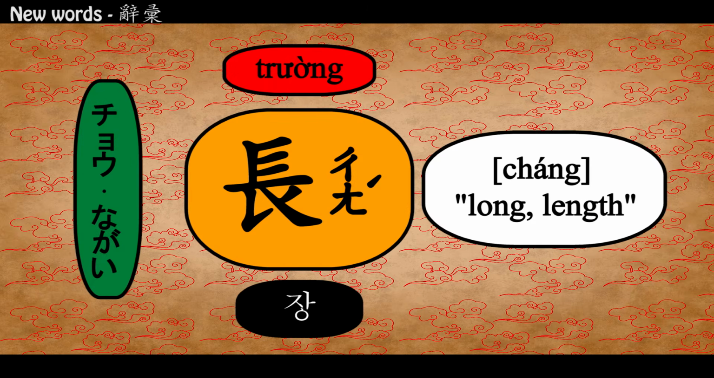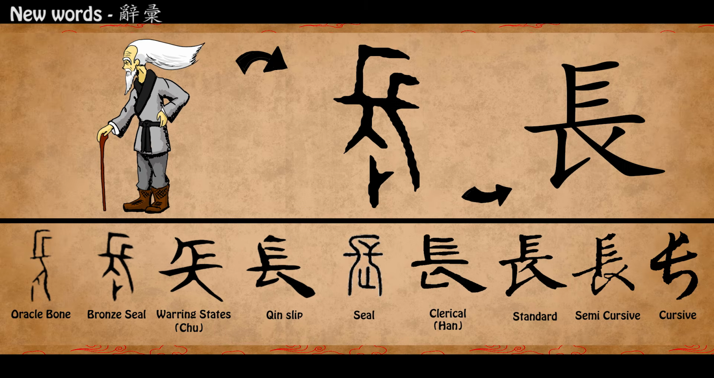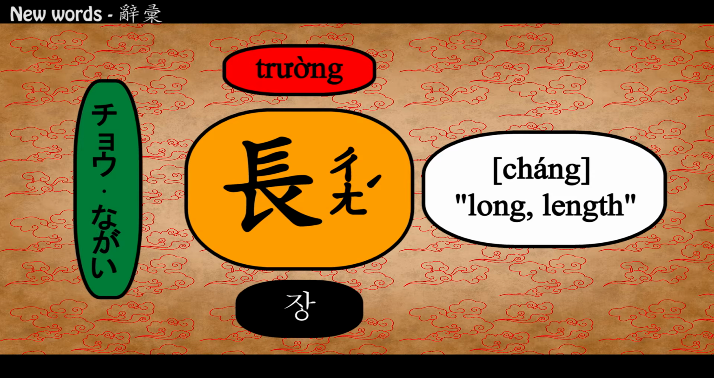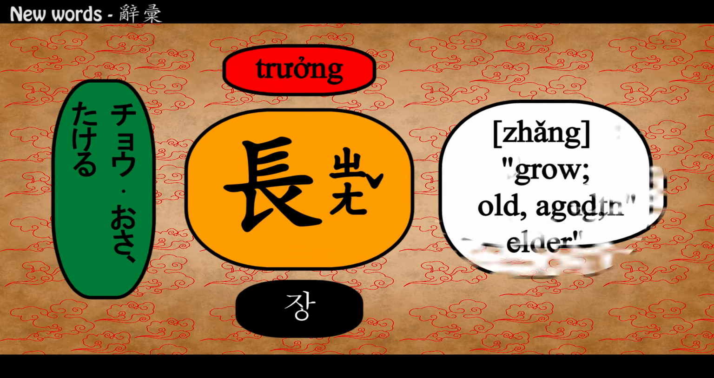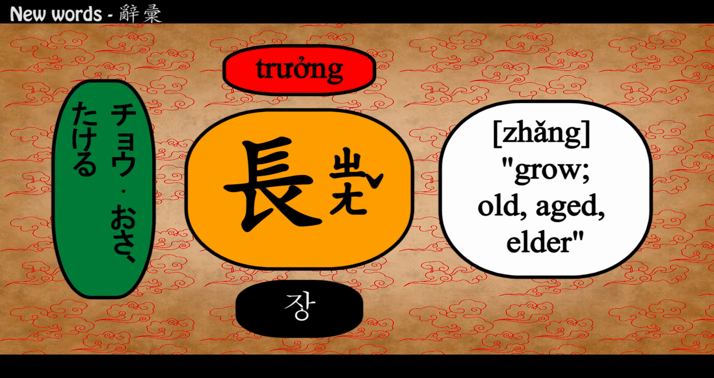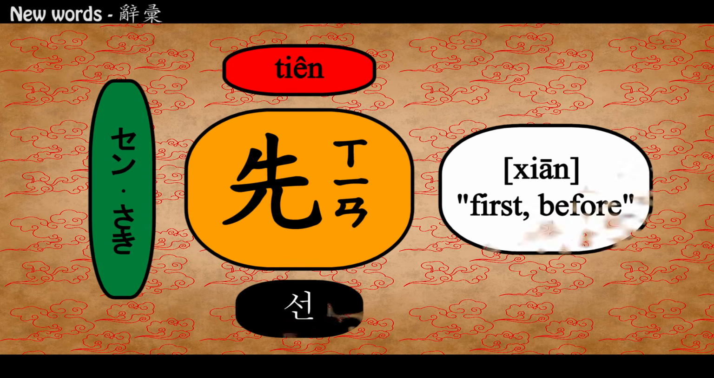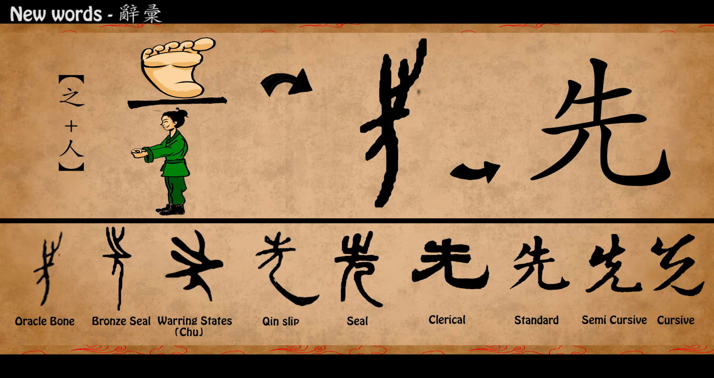Chang. Long, length. A drawing of a man with long hair, brooked to mean long or length of time and things alike. This character also has two readings, and here it's meant to be read as zhang, to grow, as well as old, aged, elder. If you want long hair, you gotta let it grow, so someone with longer hair than yourself was naturally your elder. Xian, first, before. From zhi, the root meaning of which is to go, over ren, man, one who goes ahead, the one who leaves first.